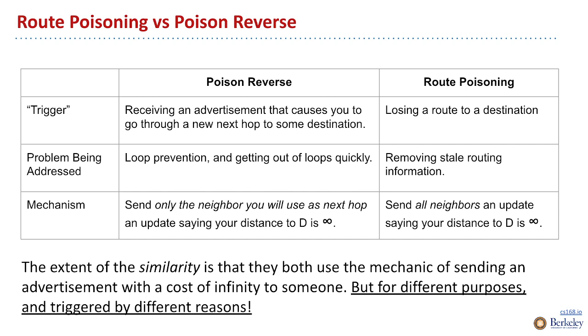Whereas route poisoning says, if I lose a route altogether, not that my route got replaced, but that I lose that route, I'm going to tell everyone immediately that I no longer have a route to this destination. Does that distinction make sense? Even though they're both sending infinity, they're doing it slightly differently. For route poisoning, you send infinity to everyone around you for that destination, because you actually have no path to that destination. For poison reverse, you're only going to tell the specific neighbor that you have a route through that your cost is infinity. Everyone else you tell the truth to, whatever that cost is. Does that make sense?